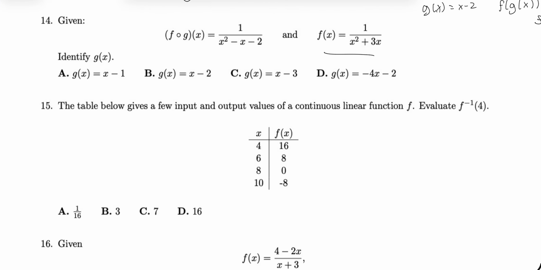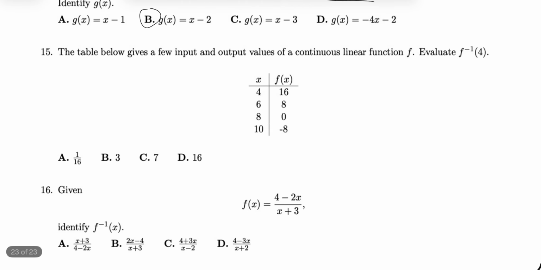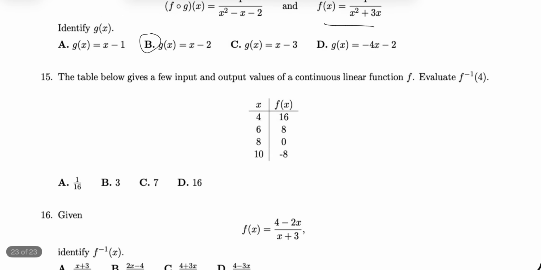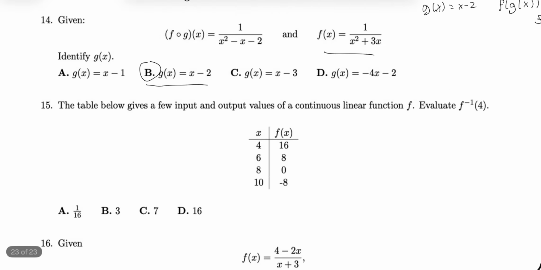So that means our answer is going to be option B. So that option works. Basically, we just substituted in option B and saw if we got this as our answer, which we did. So automatically, all the other options are going to be wrong.